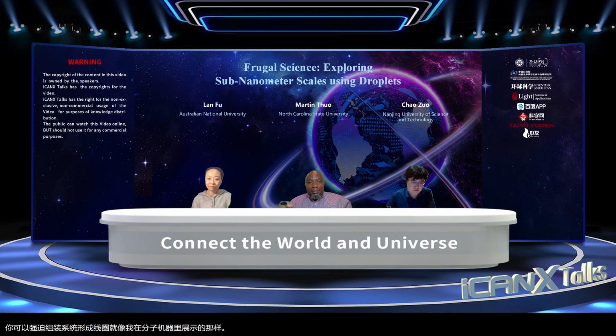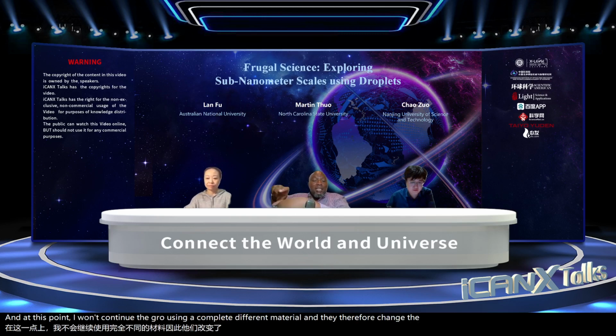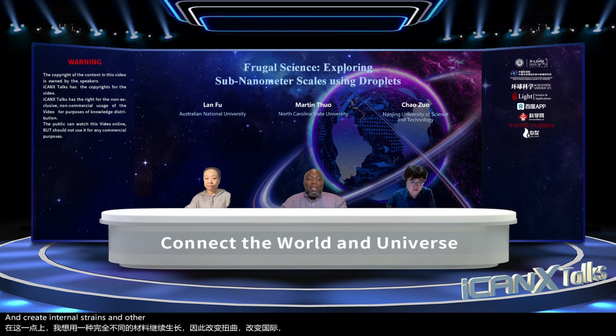That coiling has a huge repercussion in the dimensionality of the nanomaterial you build, because we can use that coiling to control the aspect ratio of one nanomaterial, nanoassembly. We can actually now start saying, at this point, I want to organize these types of oxides or semiconductors, and at this point, I want to continue the growth using a completely different material, and therefore change the twisting, change the interaction, and create internal strains and change the properties of that material at the same time. So the application is limitless.